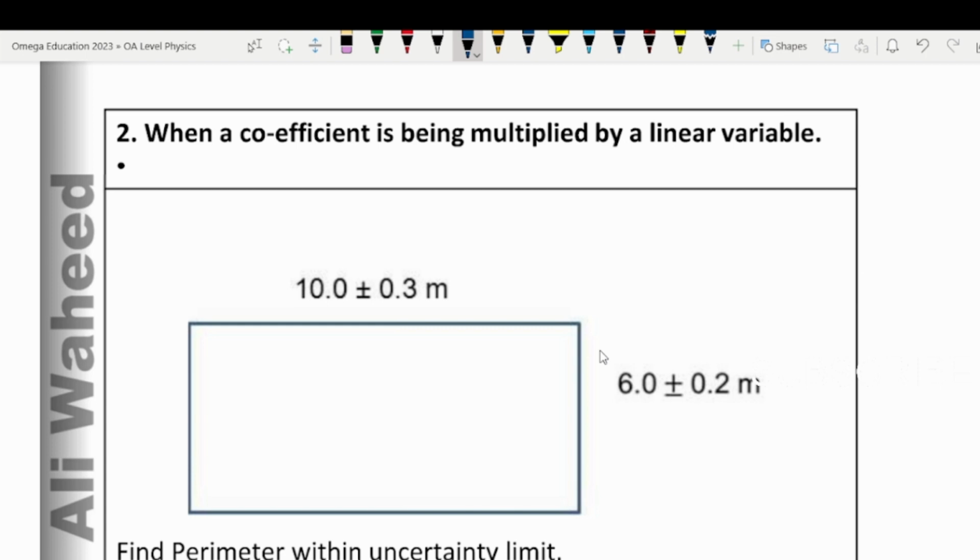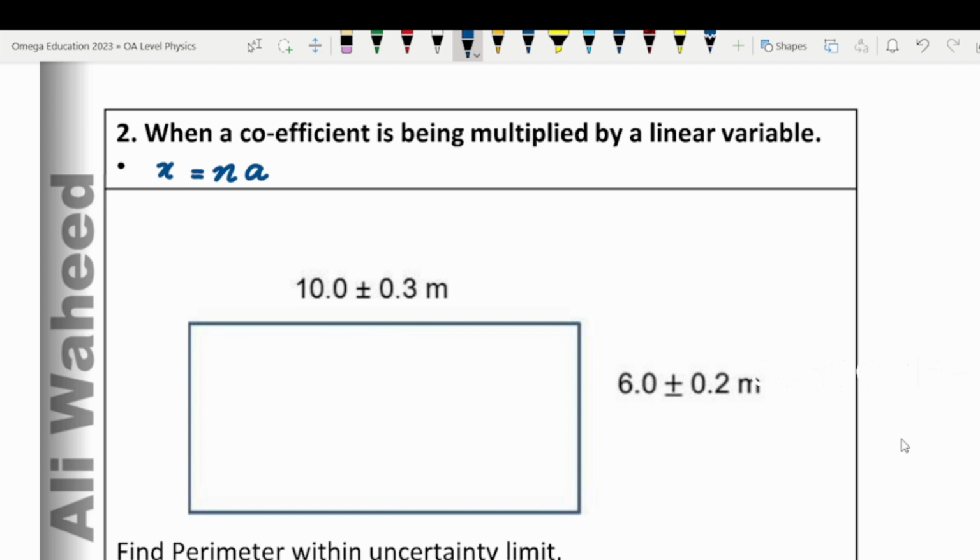Let's move on to the next case. If you have a coefficient, when a coefficient is being multiplied by a linear variable, what do we do in that situation? For example, you have an expression that says x equals a, but not just a, there's a coefficient of it, n times a.